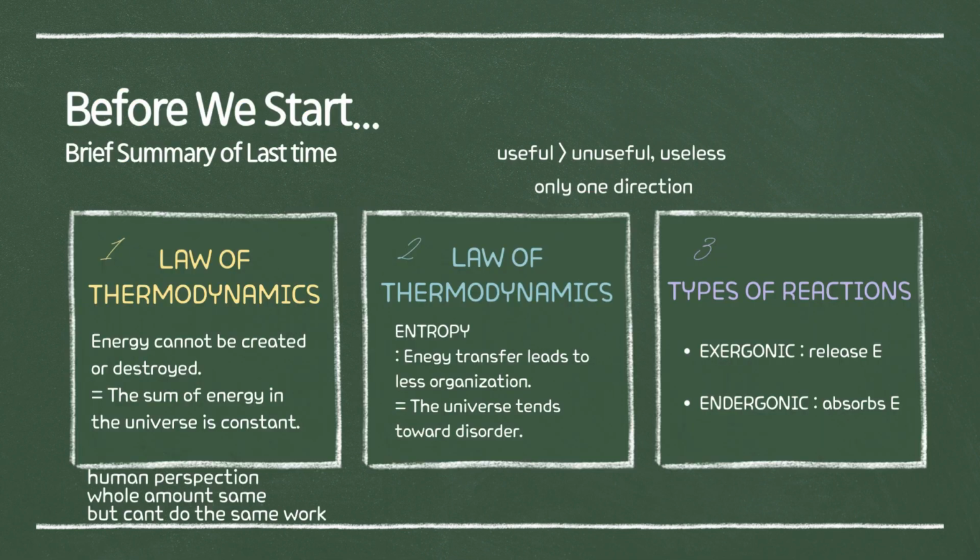There are rules in thermodynamics. The first law of thermodynamics states that energy cannot be created or destroyed, which means the sum of energy in the universe is constant. And the second law of thermodynamics states that energy transfer leads to less organization. This is called entropy. It means the universe tends toward disorder, useful to unuseful, only happening in one direction.